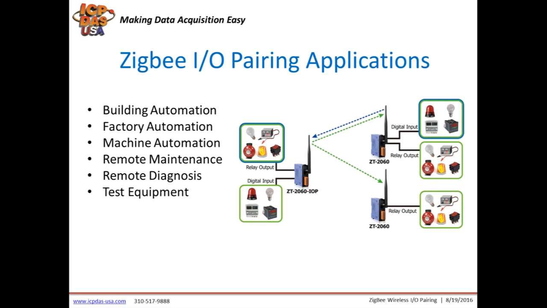Our Zigbee IO pairing modules have been used in many applications in the building, factory, and machine automation fields, as well as for remote maintenance, remote diagnostics, and for test equipment.